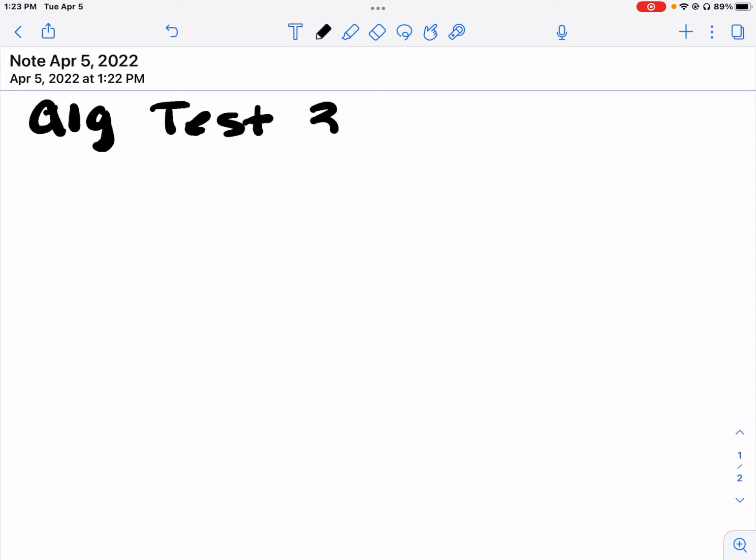Algebra Test 3 review. Write an equation between 2 points.